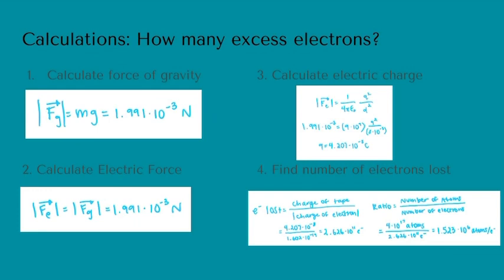And then from this, we can find the number of electrons lost by taking the total charge of the tape, which is this Q value found in step 3, and dividing it by the magnitude of the charge of the electron. So this gives us 2.626 times 10 to the 11 electrons lost, and our ratio is the number of atoms versus the number of electrons lost.